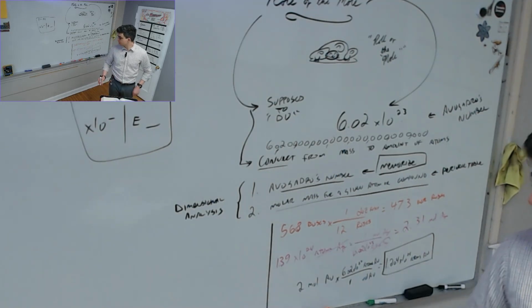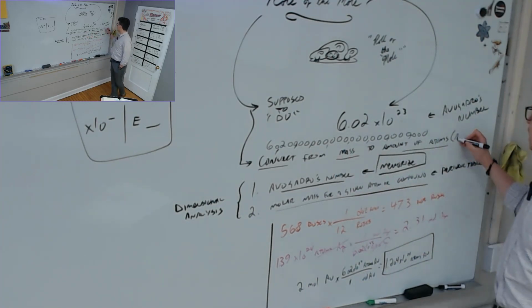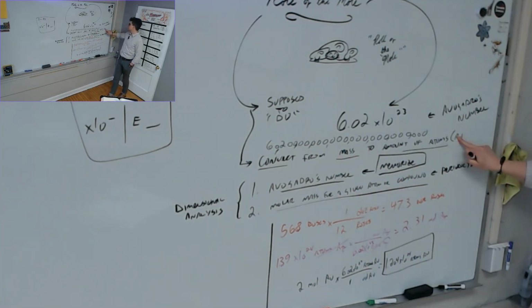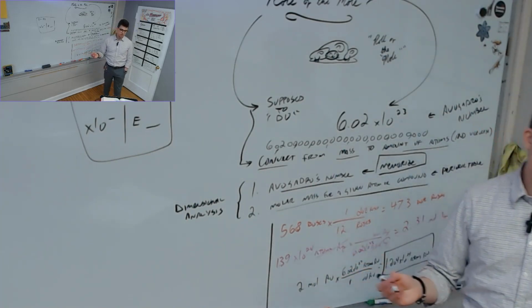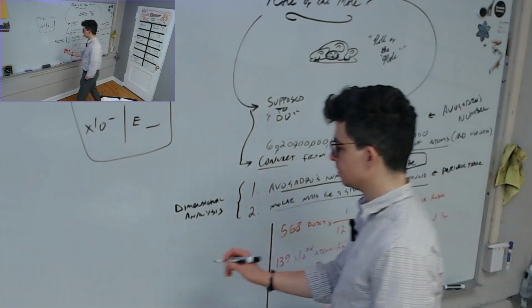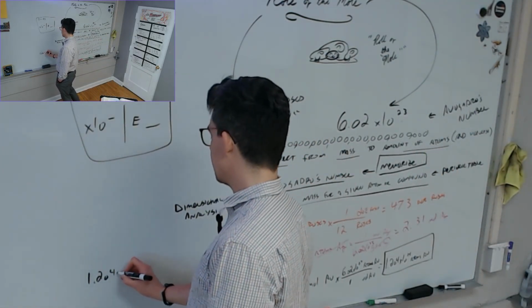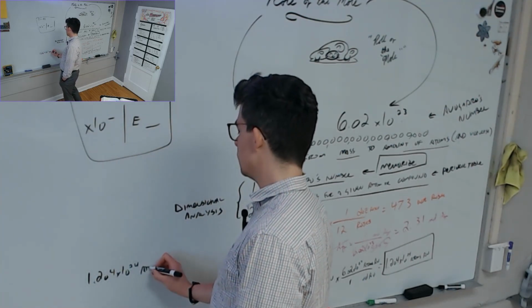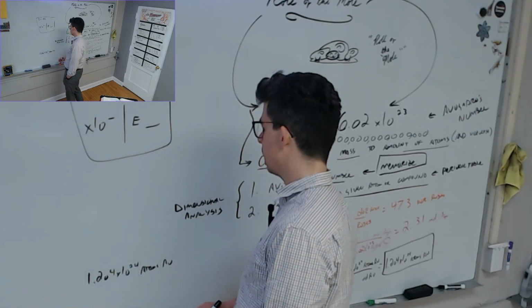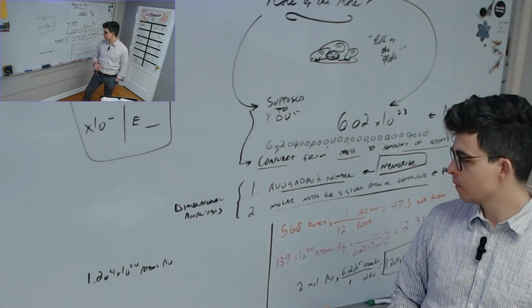Okay, the other thing we can do with these, the whole point of this, is to convert from mass to amount of atoms, and vice versa. The other thing we do with these is we can use them for mass. So we might say something like, if I have, for instance, 1.204 times 10 to the 24th atoms of gold, I can convert that to a mass of gold. How would I do that? What should I do first?